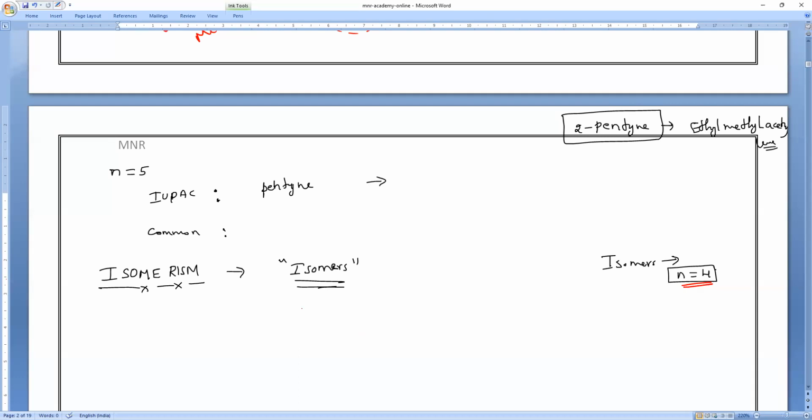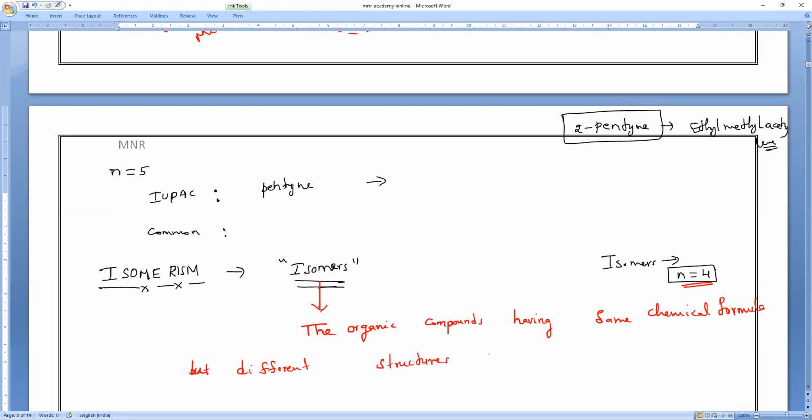So please write. Isomers: the organic compounds having the same chemical formula but different structures and properties. Are you clear, everybody? That is what we call isomers.